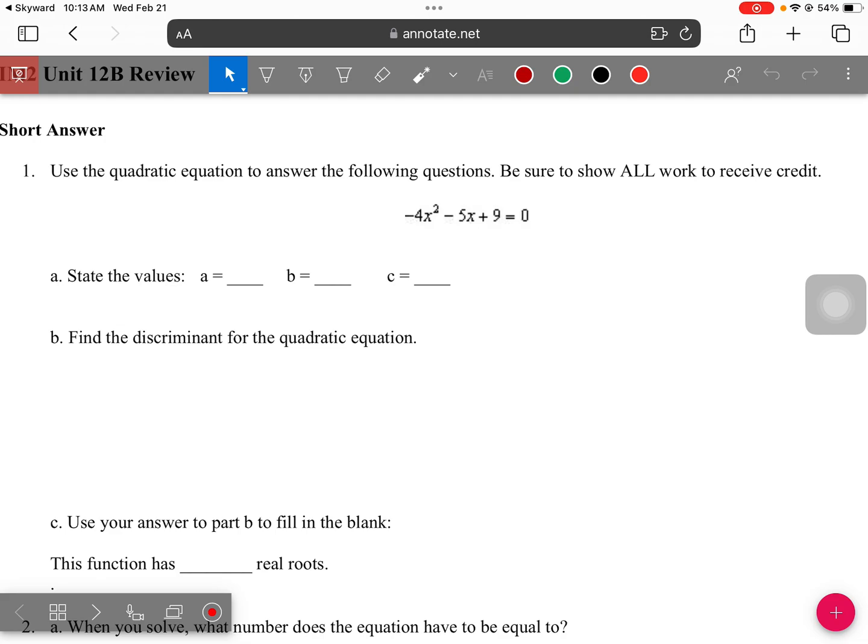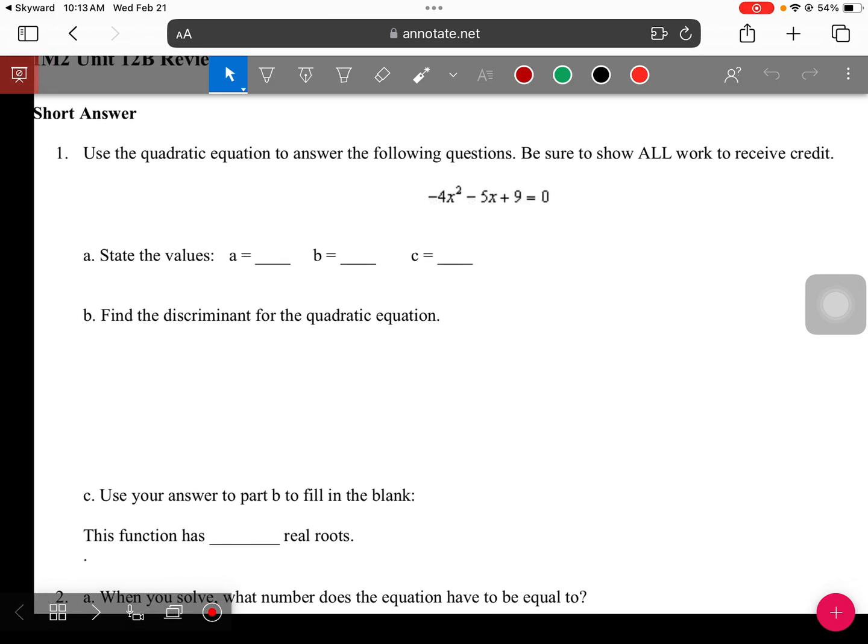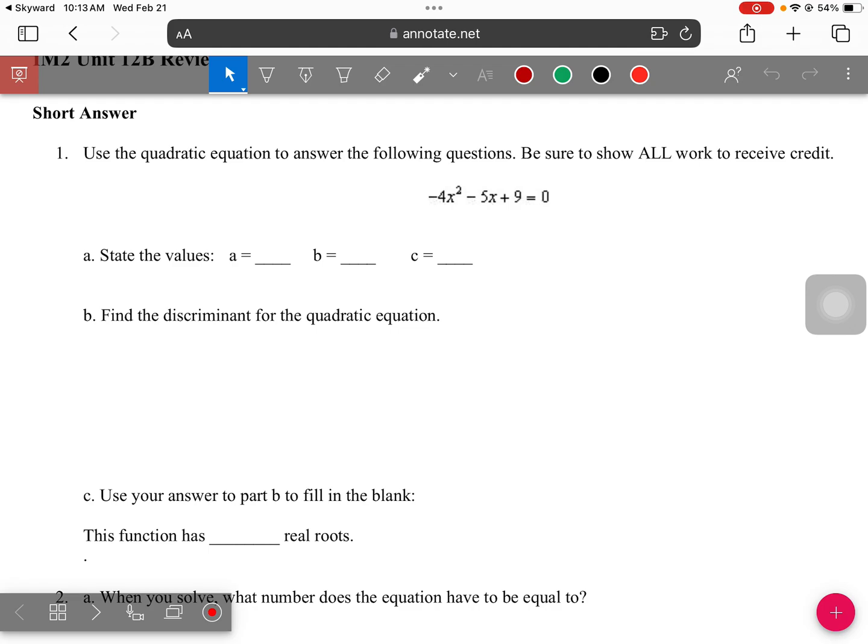Use the quadratic equation to answer the following questions. Be sure to show all work to receive credit. So letter A says, state the values A, B, and C. As I look at this equation, is that in standard form where I can correctly write down A, B, and C? Yes, it is. It is set equal to 0, and all of my values are simplified. So A is what? -4. B is -5. And C is 9.